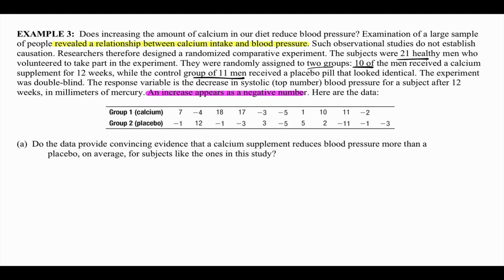Okay? The response variable is the decrease in systolic blood pressure. That's the top number. When you do blood pressure, this over this, that's the top number. Systolic blood pressure for a subject after 12 weeks. Okay?